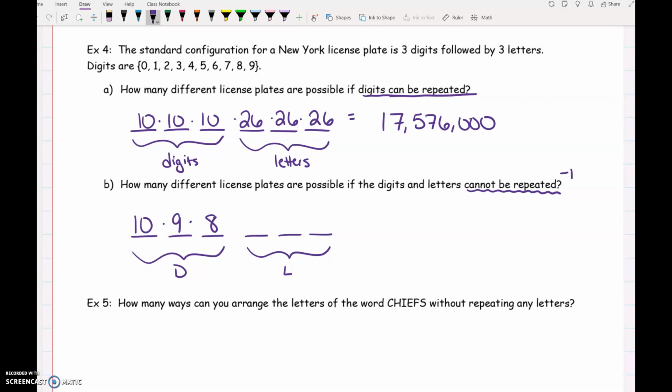For the letters, we start with 26 options. What are the next 2 blanks going to look like? 25 and then 24. Plug that into your calculator and see how that number compares.